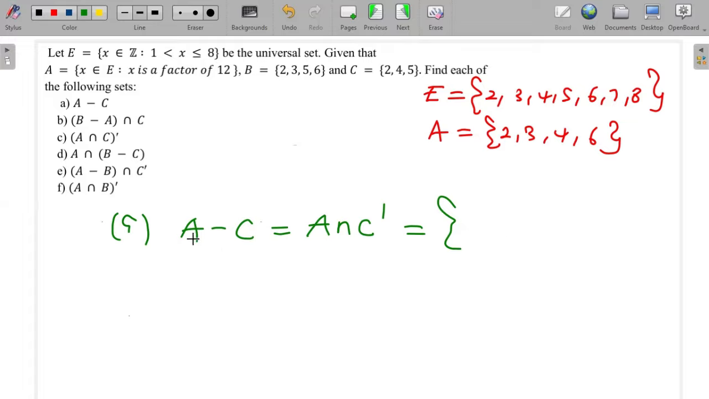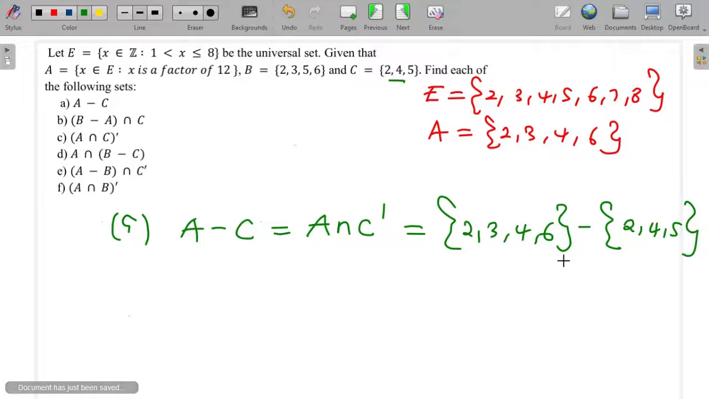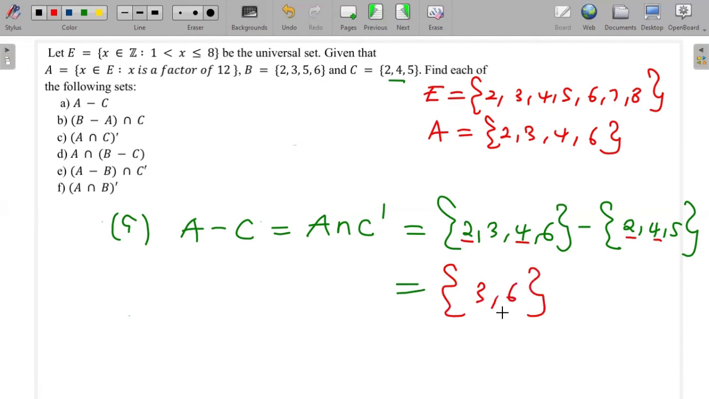So here, I'm going to write the two sets. This is set A: 2, 3, 4, and then 6. And then I'm going to say minus, and then I write set C. Set C is 2, 4, and then 5. So in my definition, A minus C simply means the elements that are common between A and C, I should remove them from set A. Which ones are common there? I can see 2 and 4. So I'll remove the 2 and 4 from this set A. That would be my answer. So I'm left with 3 and 6. That's the answer there.